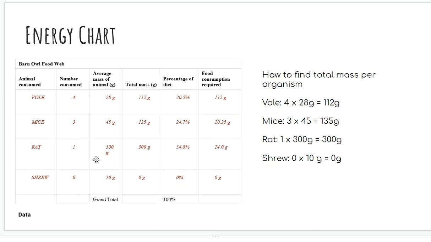The rat, there's only one consumed with 300 grams. So 1 times 300 is 300. And the shrew, none are consumed. Therefore, 0 times 10 equals 0.